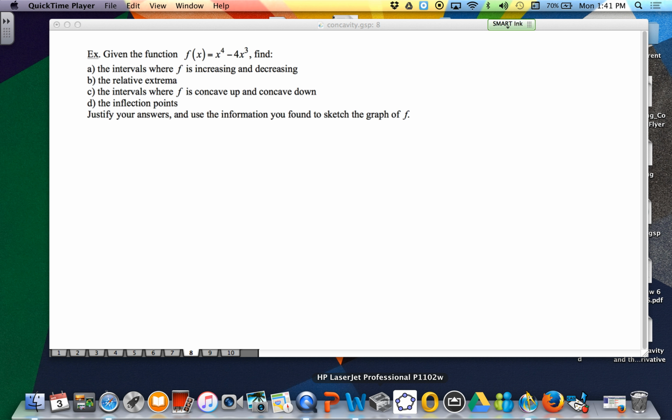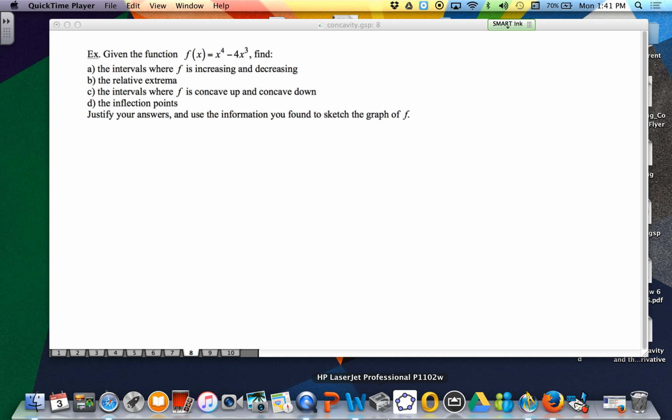So with this function, we're given f of x equals x to the fourth minus 4x cubed. We have to find the intervals on which f is increasing and decreasing, the relative extrema, the intervals on which f is concave up and concave down, the inflection points. Justify your answers and use the information you found to sketch the graph of f.